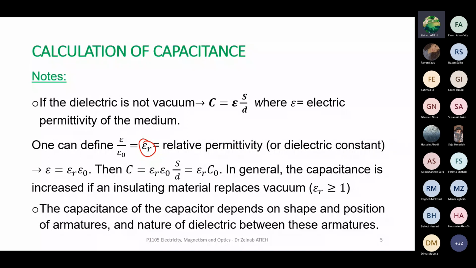relative permittivity, which will give us a smaller number. And what is relative permittivity? It's the permittivity relative to the permittivity of vacuum.